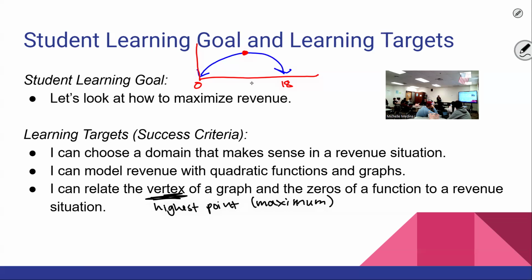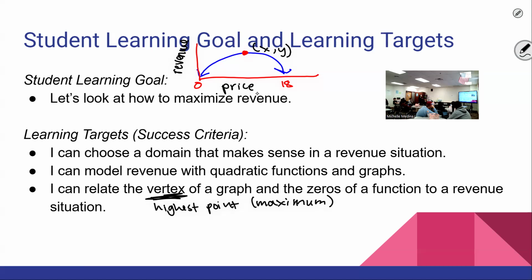So in our revenue problems, the x-axis was price in dollars, and the y-axis was revenue. So if it said, what's the maximum revenue? Would you tell me the X or the Y of my vertex? The Y. If I asked you at what price do I get the maximum revenue, what value would you tell me? The X. So just read the graph. You get so much from just reading the graphs.